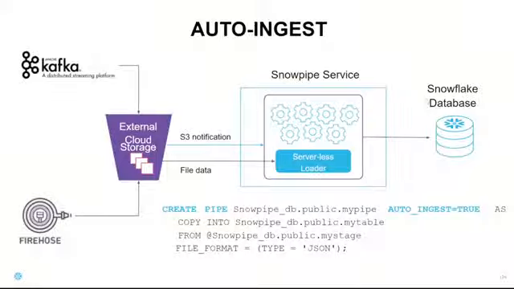So these are the two ways through which you can ingest the data in Snowflake. One is if you're doing a bulk loading, you can use a copy command manually. If you want to do auto ingest or continuous loading of the data which is getting generated through modern data platforms such as Kafka and Firehose, then you can use the Snowpipe option of auto ingest, where you can load the data from your external cloud storage to Snowflake.